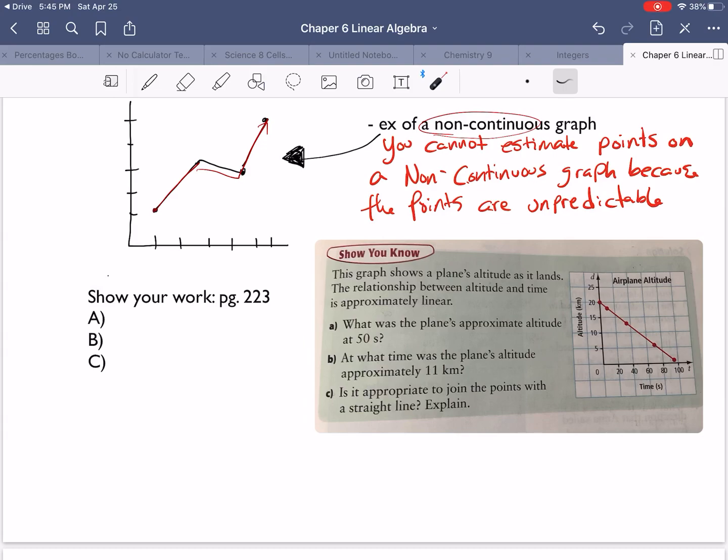And so you cannot predict or estimate any points on this line because you don't know where the next point is going to be. Is it going to go down, or is it going to go up? Where's it going to go? We don't know. So we can't make any estimates on a line or the graph that is not continuous.